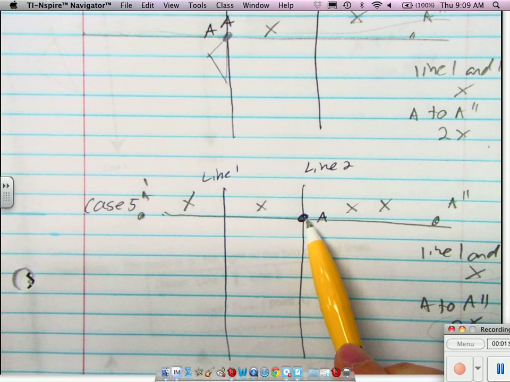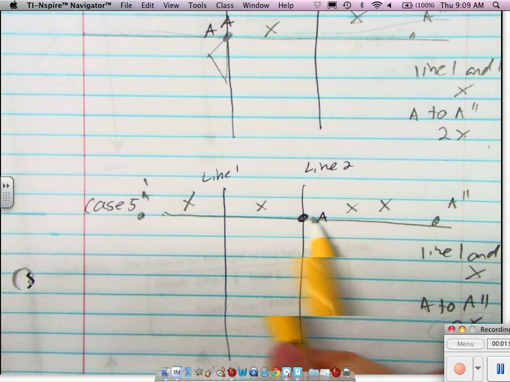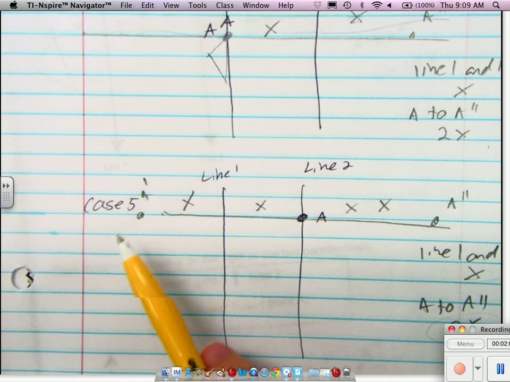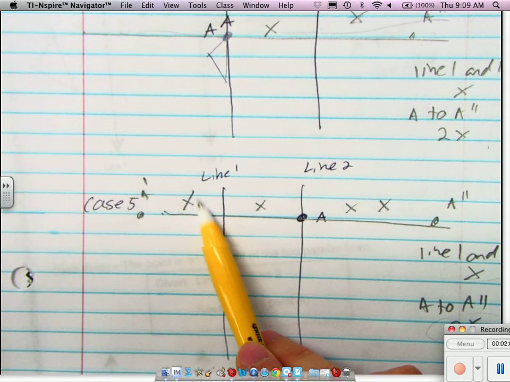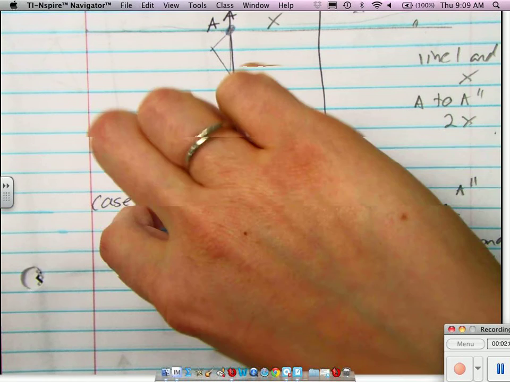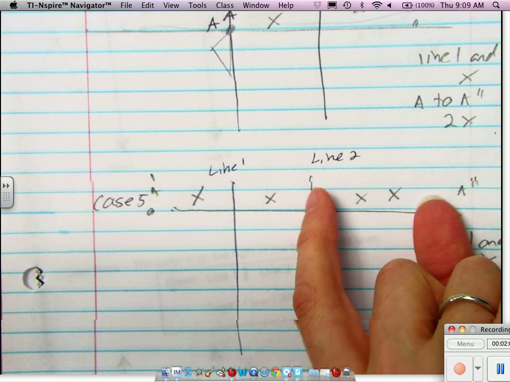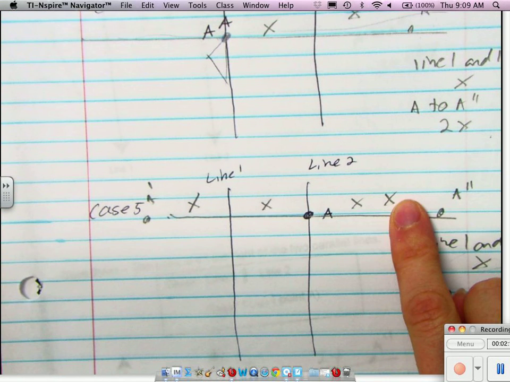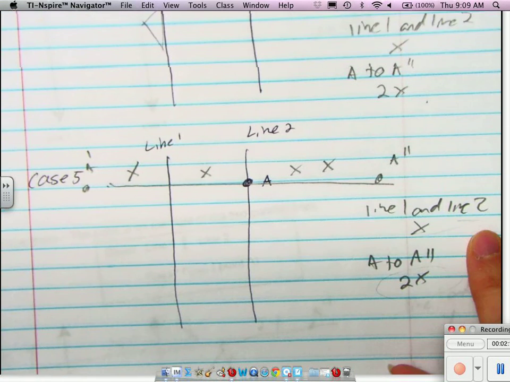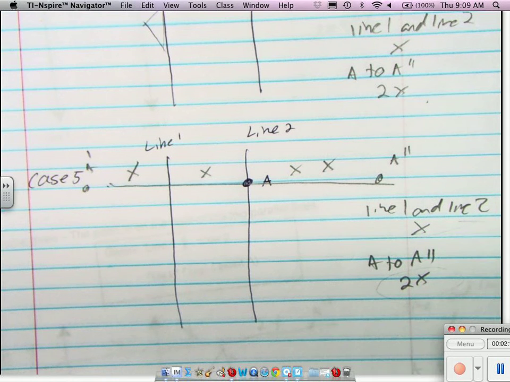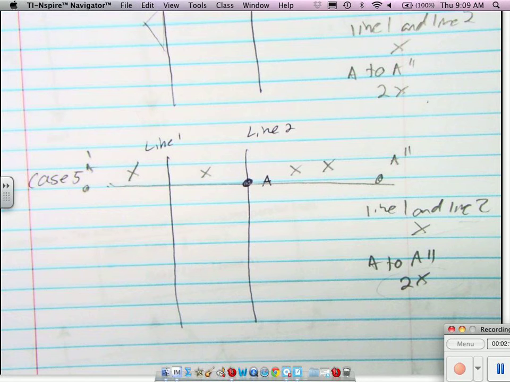If it's over line 2, we're going to make the distance between line 1 and 2 x, so we reflect that over line 1, giving us A naught as x. Then we're going to take the whole thing and reflect it over line 2, giving us A naught naught. So the distance between line 1 and line 2 is x, and the distance between A to A naught naught is 2x. Do I have any questions about that?